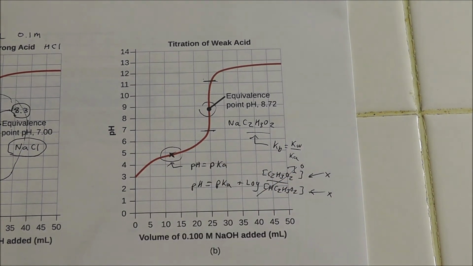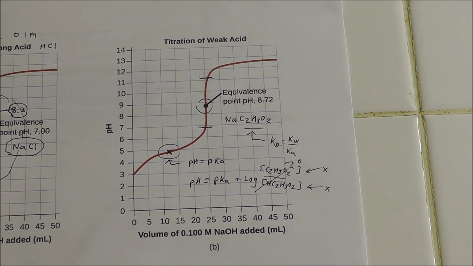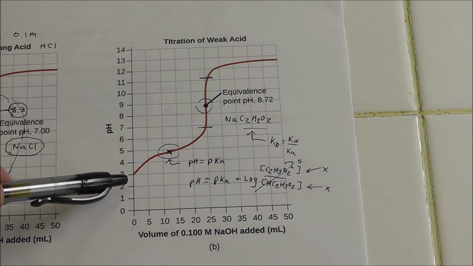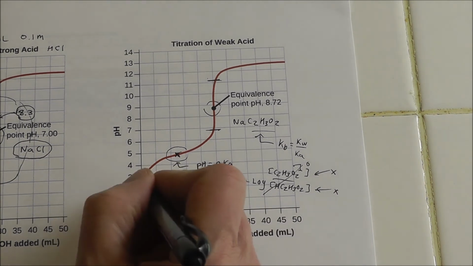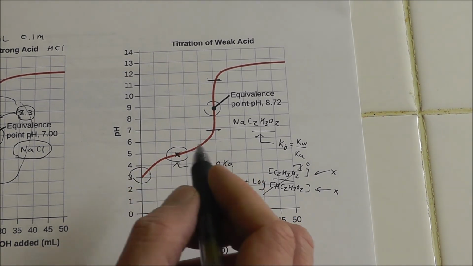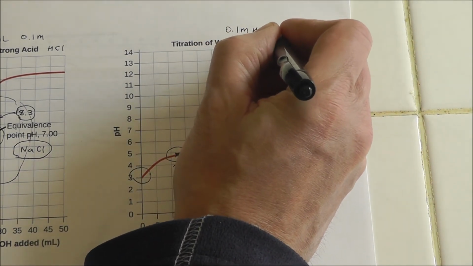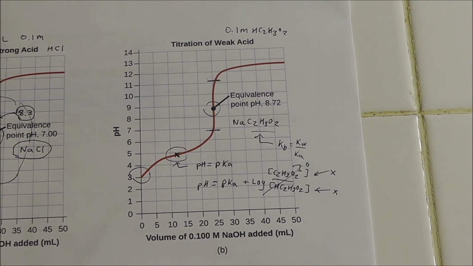And so that's what happened in our Ka experiment. We took a completely titrated sample, poured it into a completely untitrated sample, and you had your buffer solution. By the way, you'll notice this starts at a higher pH because it's a weak acid. So even though it's, say, 0.1 molar, pH is going to be much greater than 1.